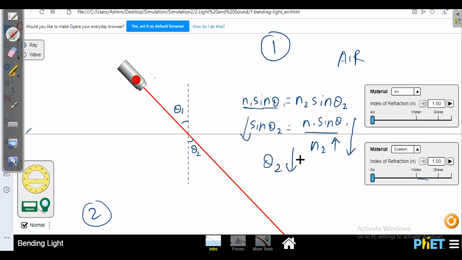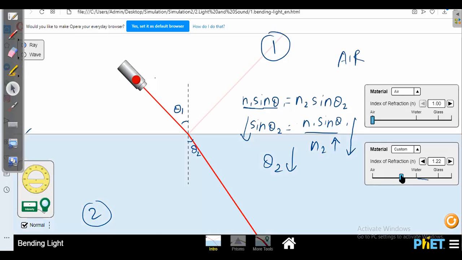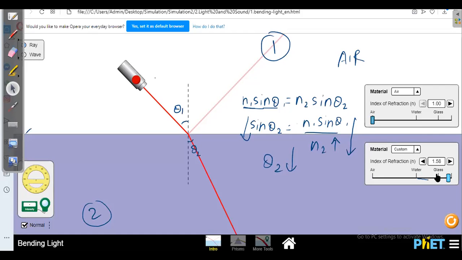Now I am going to observe whether, when I increase n2, my theta 2 really decreases or not. So I am going to increase n2 now. I have increased n2. What happens? Theta 2 is decreasing. Are you observing this, sir? When I am increasing n2, theta 2 is decreasing. Are you getting this?